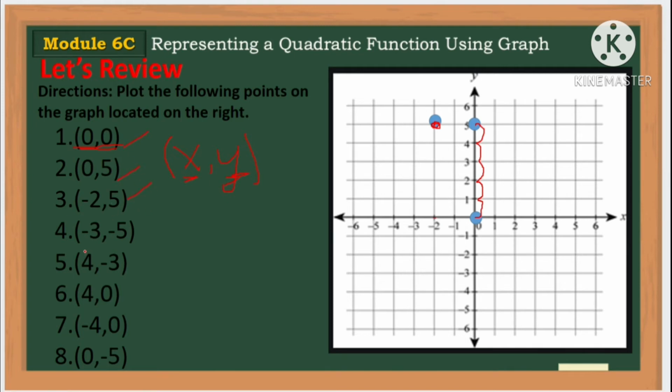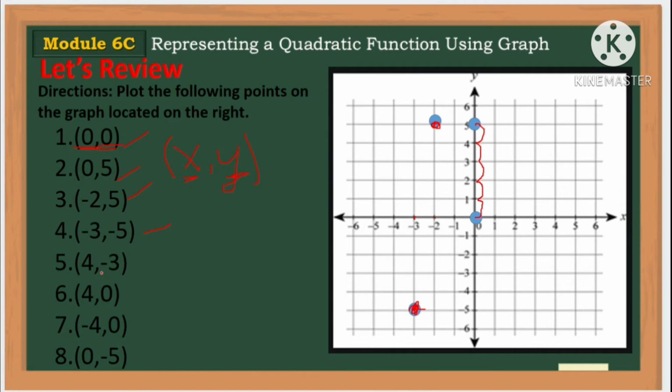Next, number 4, negative 3 and negative 5. So, x is negative 3, y is negative 5. So, ibig sabihin, nandito siya sa may third quadrant. So, ang x ay negative 3. So, ito yung x na negative 3. Ang y na negative 5. So, ito. So, 1, 2, 3, 4, 5. So, pag pinagtagpo ang dalawa, andito yung point. Okay? So, ito yung point natin.